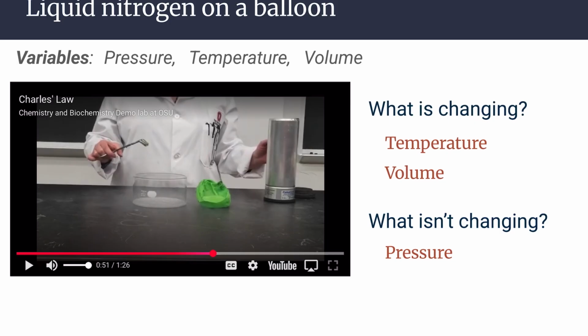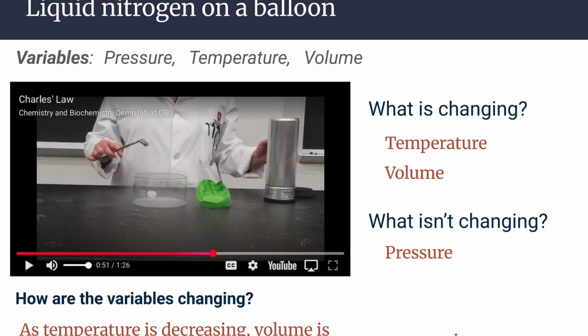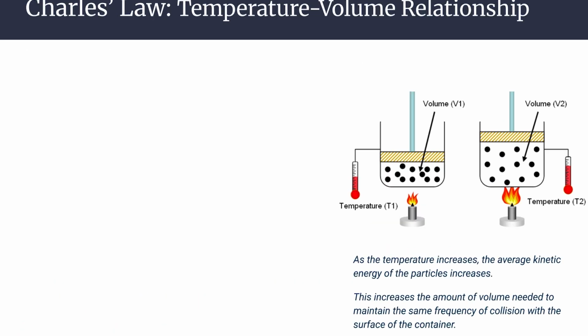And so when we're looking at Charles' law, we're looking at the temperature-volume relationship. And how are these variables changing? As temperature is decreasing, what happened to our volume? I saw the balloon get smaller, so then the volume is decreasing. And that is Charles' law, which is the temperature-volume relationship.